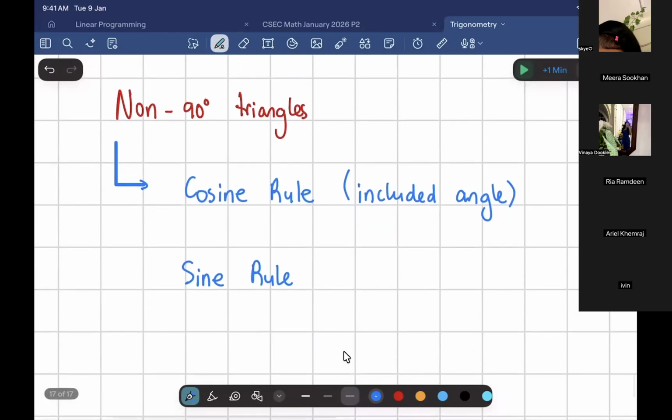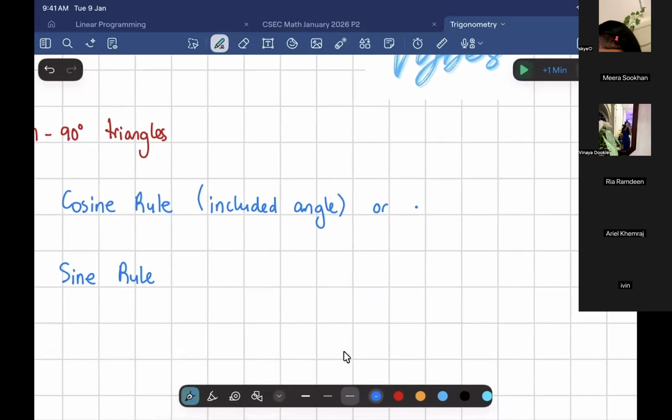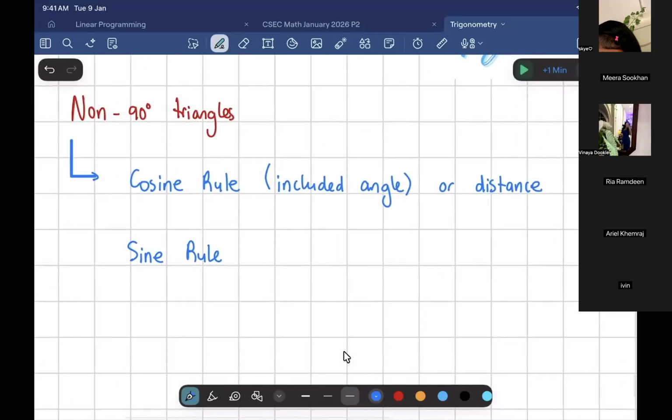So generally speaking, you use the cosine rule anytime you see an included angle or anytime CXC asks you for a distance. So once it's not a 90-degree angle triangle, and you see an included angle or they ask you to find a distance, just know you have to use the cosine rule. And you use the sine rule anytime you have no included angle, and you typically use this if they ask you to find an angle.